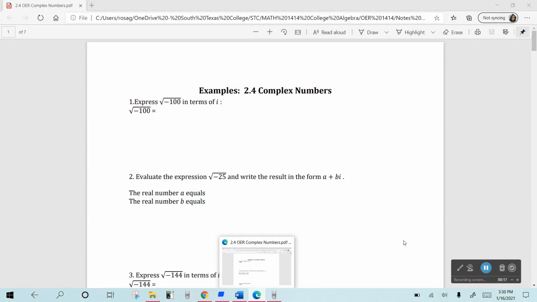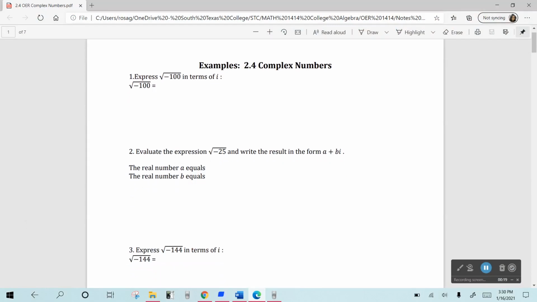Hi everyone, we're gonna go over 2.4. What I'm gonna do in this video is go over the whole notes page that I gave you. But if you want to go over a specific problem, you can always move the video and just watch the part that will help you, because these are the same notes that you have on the notes page on Blackboard.